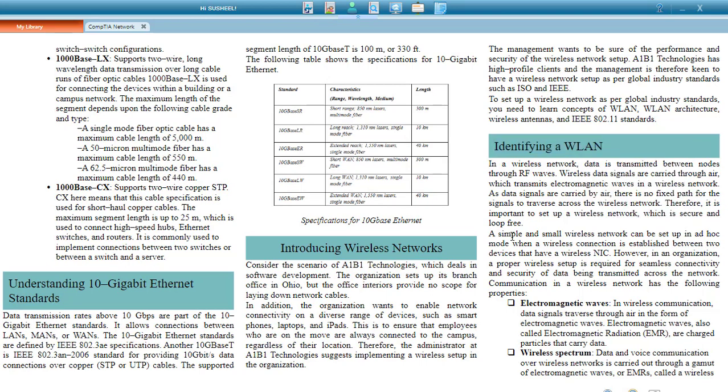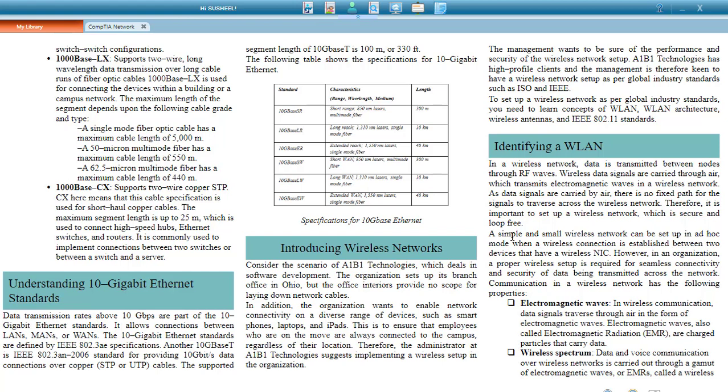Identifying a WLAN. In a wireless network, data is transmitted between nodes through RF waves. Wireless data signals are carried by air, which transmits electromagnetic waves in a wireless network. As data signals are carried by air, there is no fixed path for the signals to traverse across the wireless network. Therefore, it is important to set up a wireless network, which is secure and loop-free.